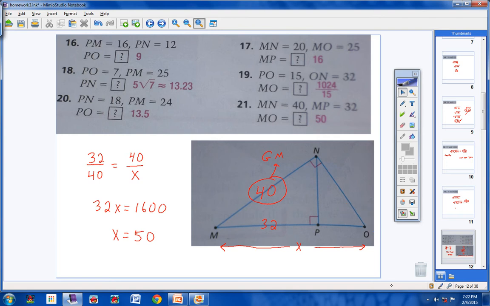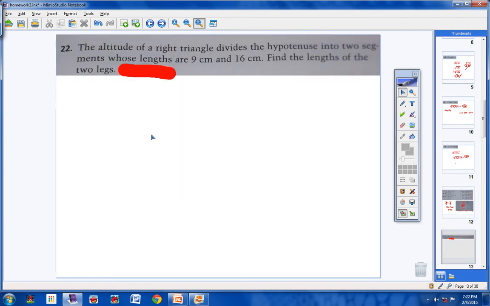Okay, alright, let's continue on because I hope you're getting these. Let's take a look at number 22. The altitude of a right triangle divides the hypotenuse into two segments whose lengths are 9 and 16. Find the lengths of the two legs. Alright, let's quickly get a picture of this. So here's my right triangle right here. Draw your altitude down.